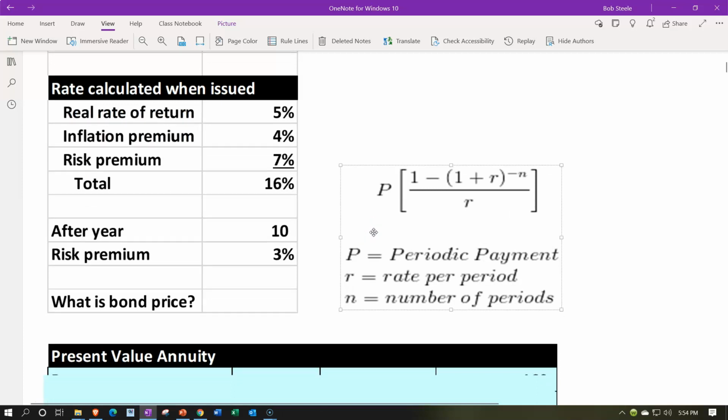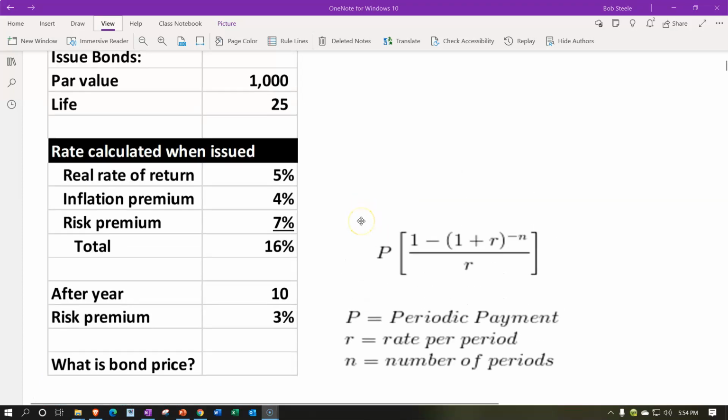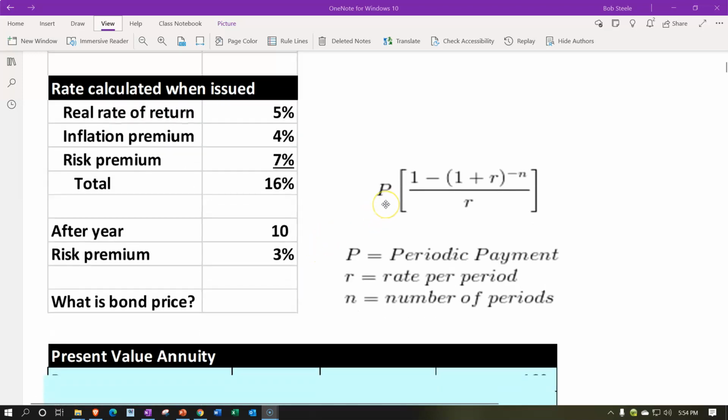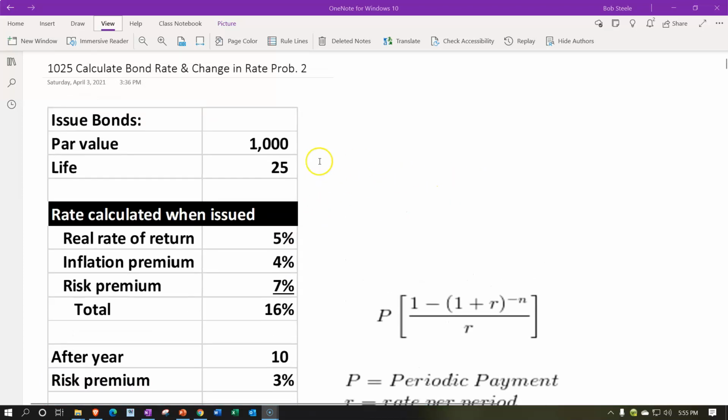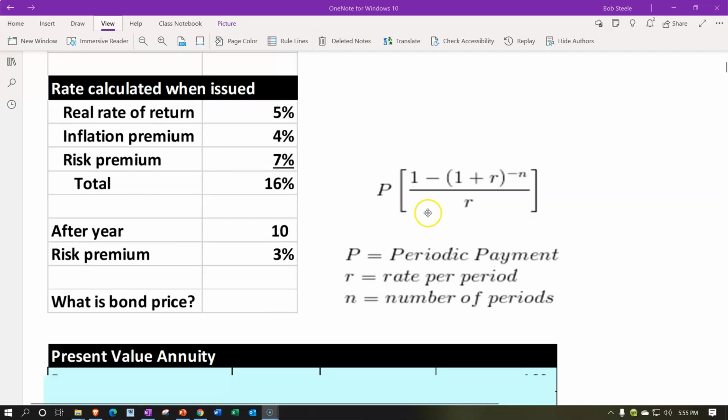indeed be the case. So we'll do our same calculations with the present value of an annuity, present value of 1. First, the annuity portion is going to be P. P is going to be the 1,000 times the 16%, 16% in this case being the rate on the bond, times 1 minus 1 plus R, R being the 16%, but this time representing the market rate, to the negative N, N being the number of periods, in this case 25, divided by R, also the rate, which in this case is the 16% market rate.